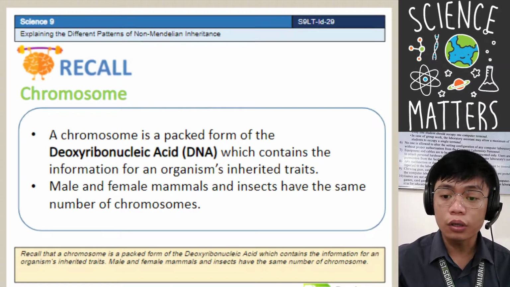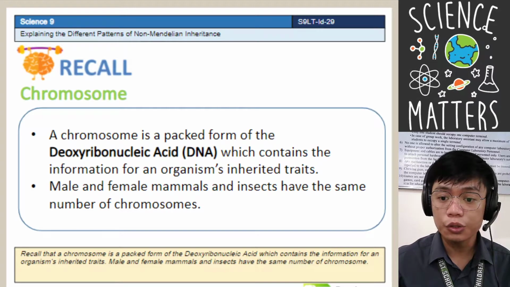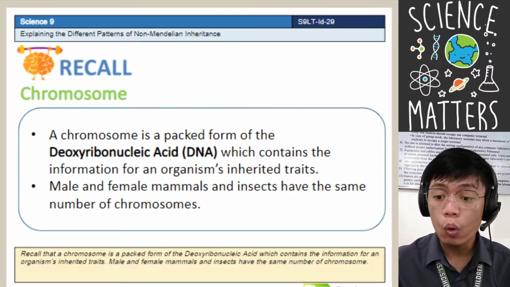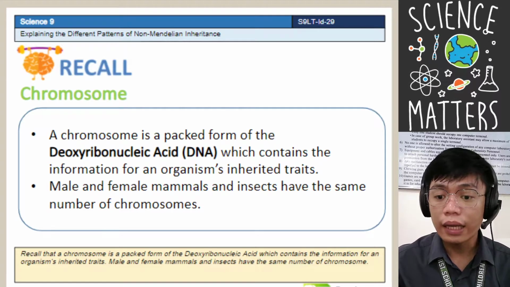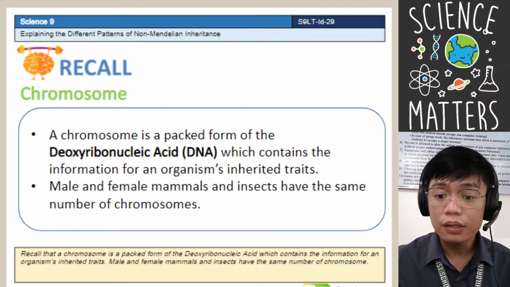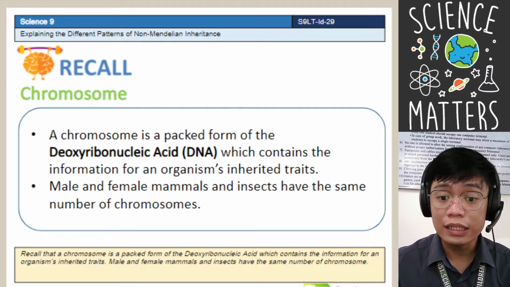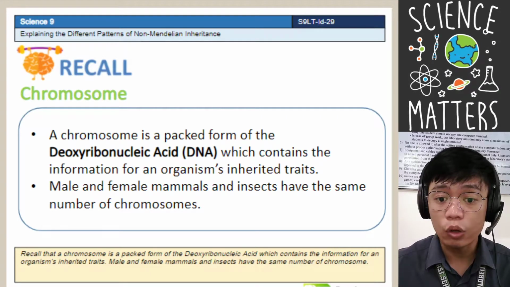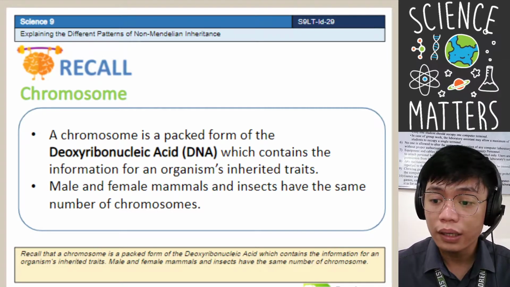To recall, we have the chromosome, okay? This chromosome is a packed form of deoxyribonucleic acid, or DNA. The DNA contains the information of an organism's inherited traits because inside the DNA we can find the genes of a specific organism, and the genes encode for the traits of that living organism.